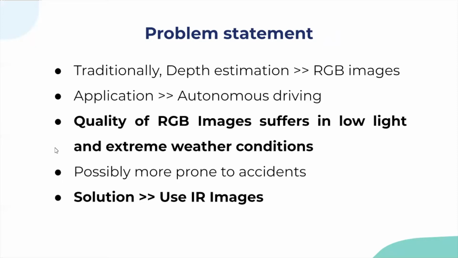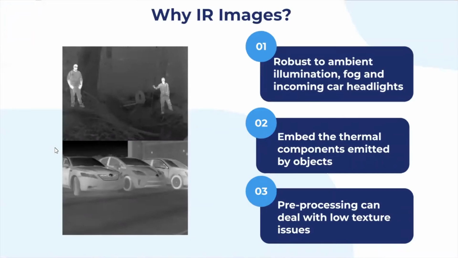One solution to this is to use IR images. These images are robust to ambient illumination, fog, and glare due to incoming car headlights. Secondly, they embed the thermal components emitted by the objects, which makes them favorable for a low light setting. And even though they are low textured and extremely noisy, we have explored a pre-processing technique that alleviates these issues to an extent.